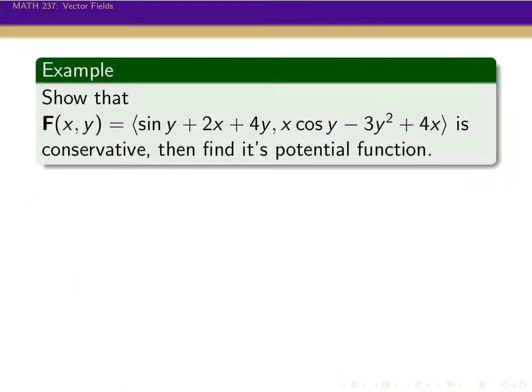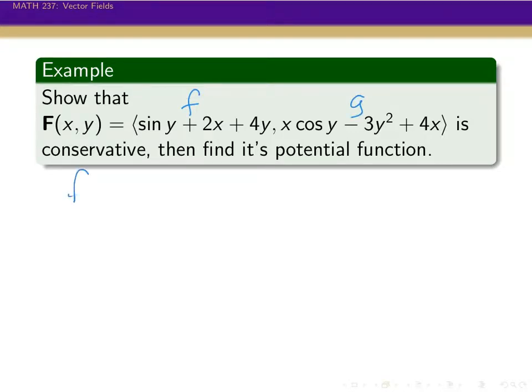Okay, so let's close this off with an example where first we're going to show that this is conservative, and then, once we know that it's conservative, we'll talk about how to actually find the potential function. So first, let's show this is conservative. There's my f, there's my g.